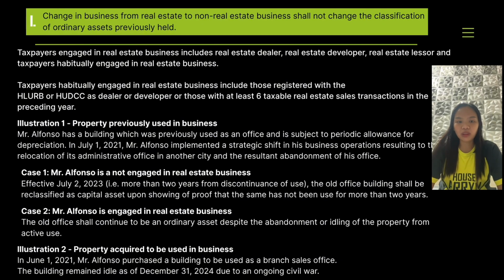Taxpayers engaged in real estate. Taxpayers engaged in the real estate business include real estate dealers, lessors, and those habitually engaged in real estate business, registered with the Housing and Land Use Regulatory Board or the Housing and Urban Development Coordinating Council as dealers or developers, or with at least 6 taxable real estate sale transactions in the preceding year.